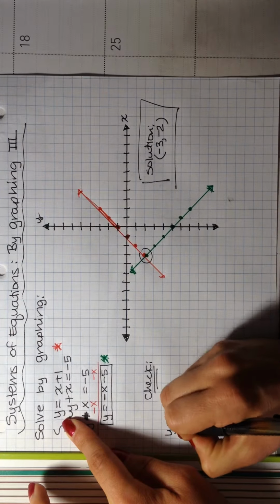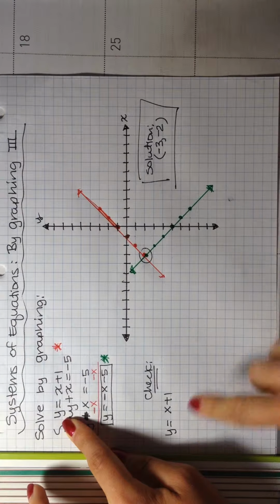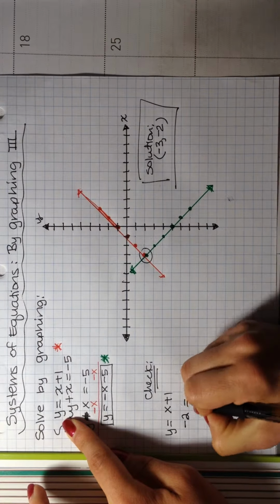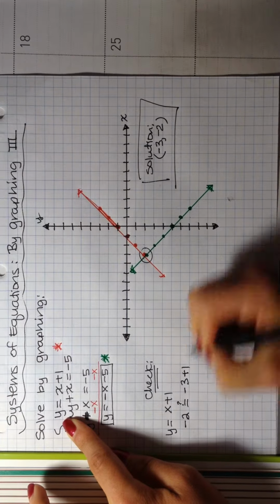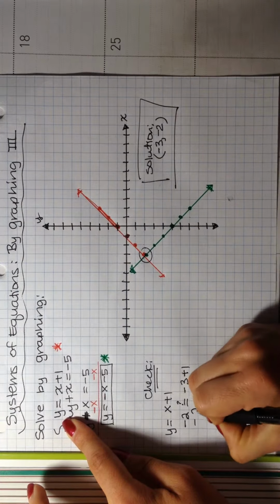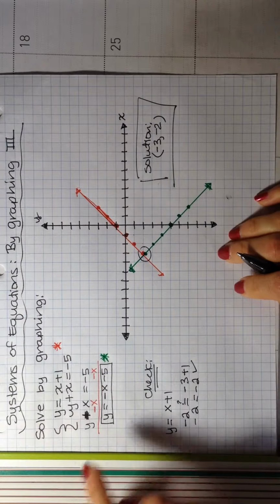So y equals x plus 1. Let's check. Replace y with negative 2. Is negative 2 equal to negative 3 plus 1? It does look like it is. Negative 2 equals negative 2. So it works for the first equation.